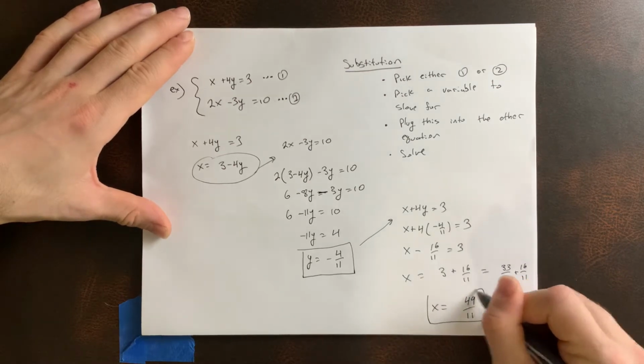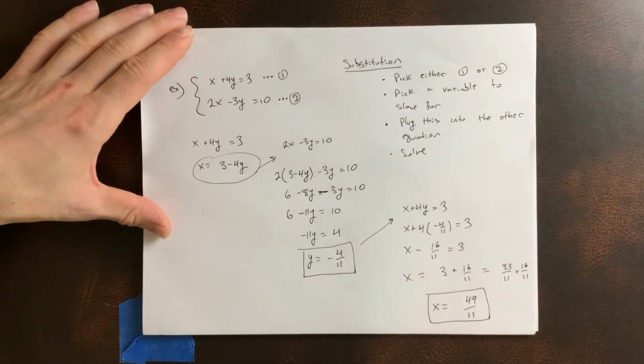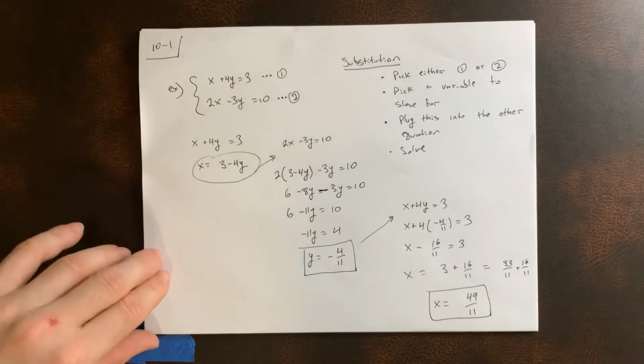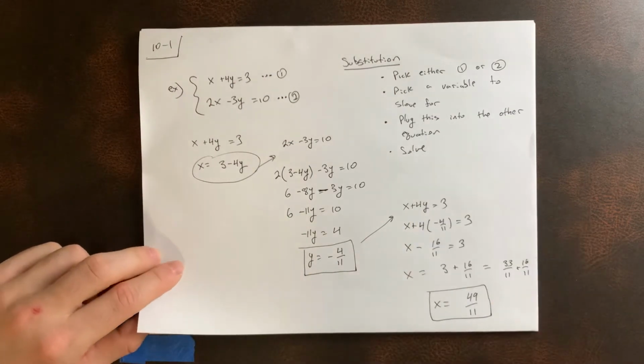Okay, so now we have our two answers. So you see x is 49 over 11 and y is minus 4 over 11. And that's it, so then we're done. Now let's do another example that has to do with elimination, or the other method of solving these equations.